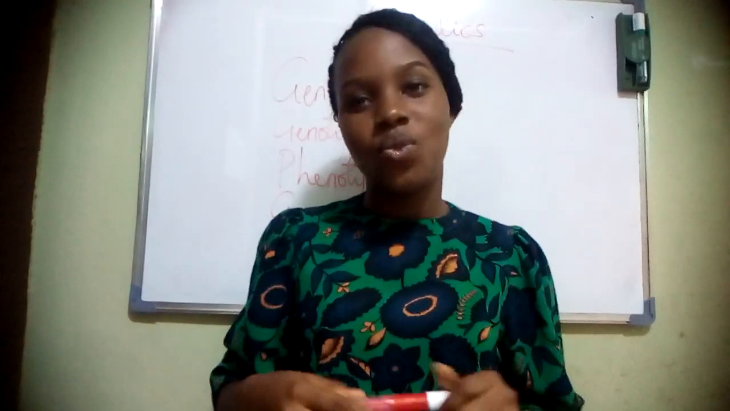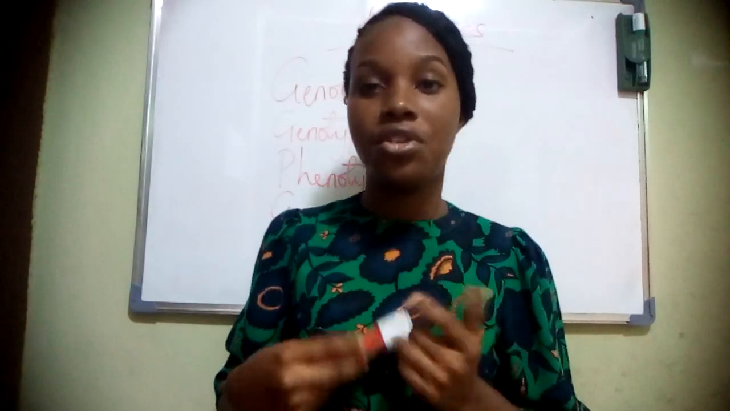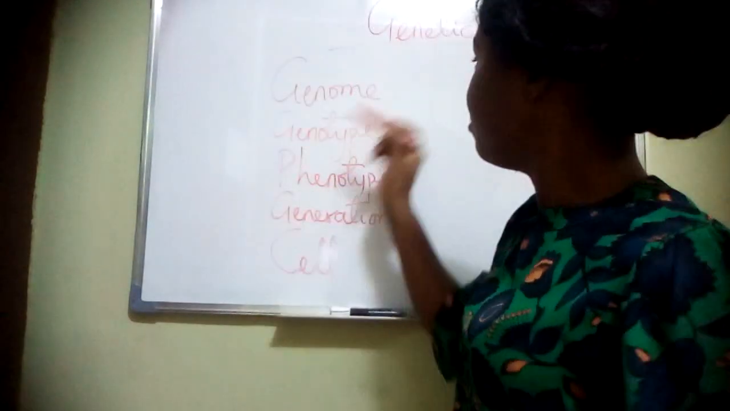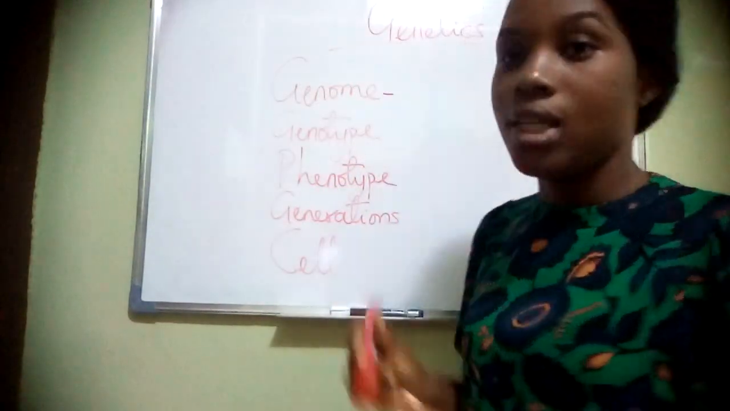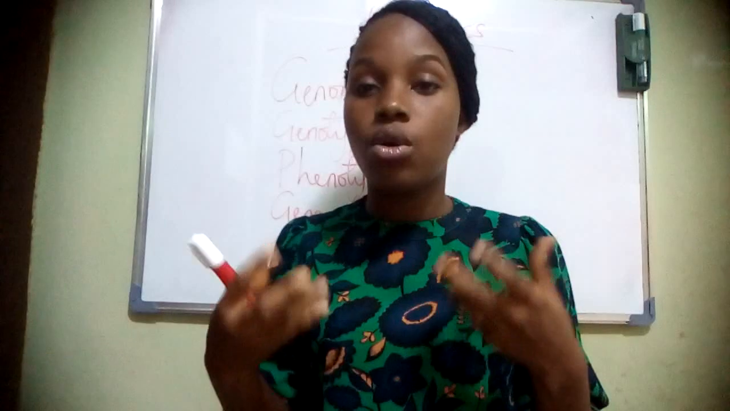In the last class we talked about some vocabulary that you come across in your study of genetics. So in this class we'll continue with some of those vocabulary, and today we'll be starting with genome. The genome of an organism is that organism's whole hereditary information that is encoded in its DNA, and it includes both the coding and the non-coding sections of that DNA.